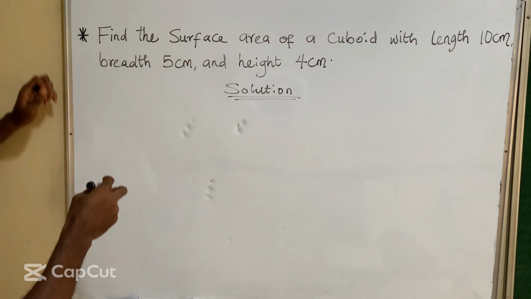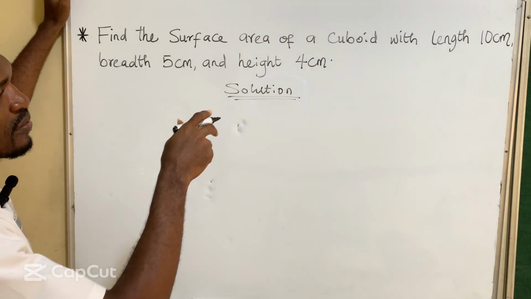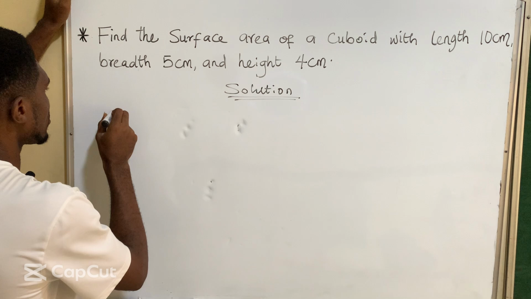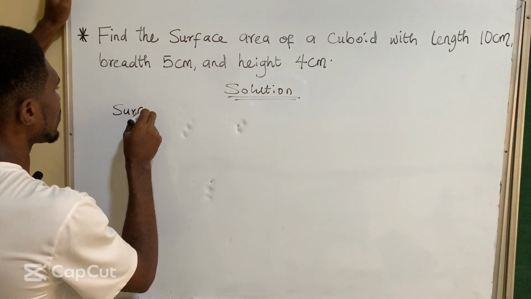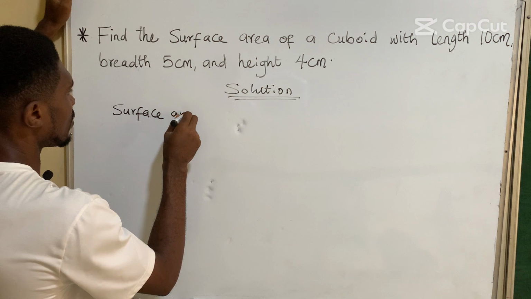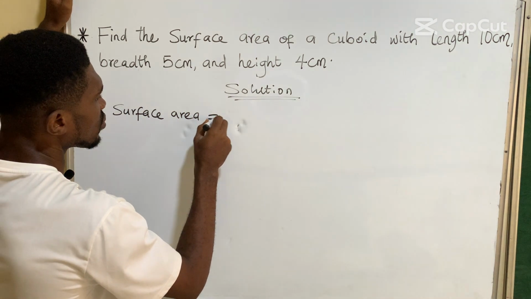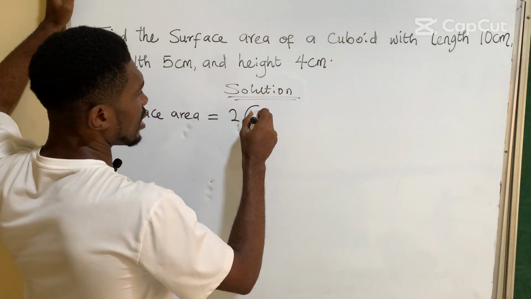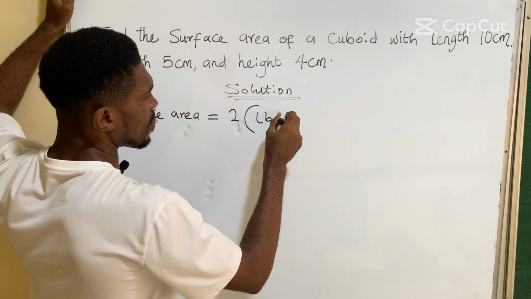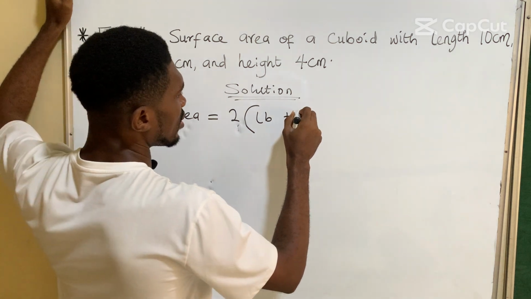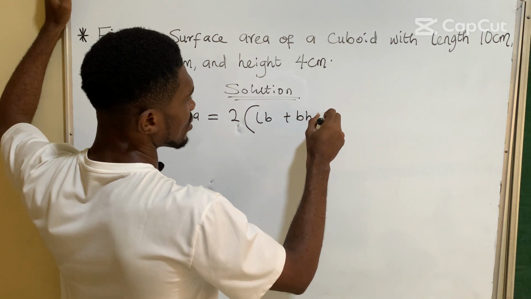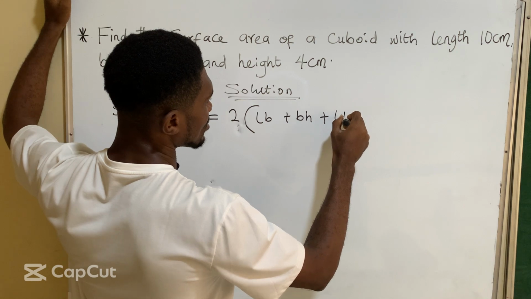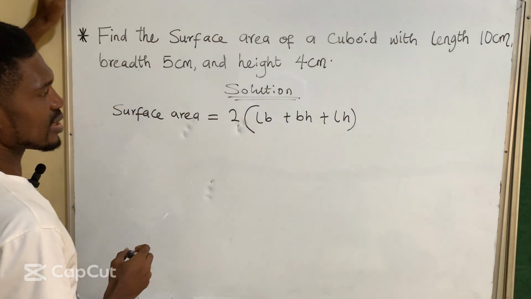To find the surface area of a cuboid, first of all, let us write the formula for calculating that. So we say surface area. Now the surface area of a cuboid is equal to 2 into bracket length times breadth plus breadth times height plus length times height. So this is the formula.